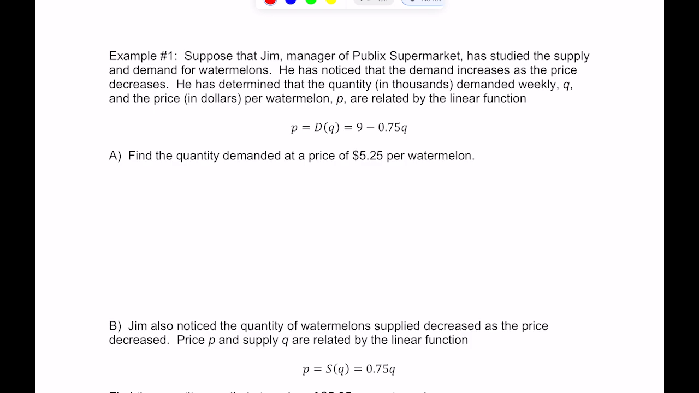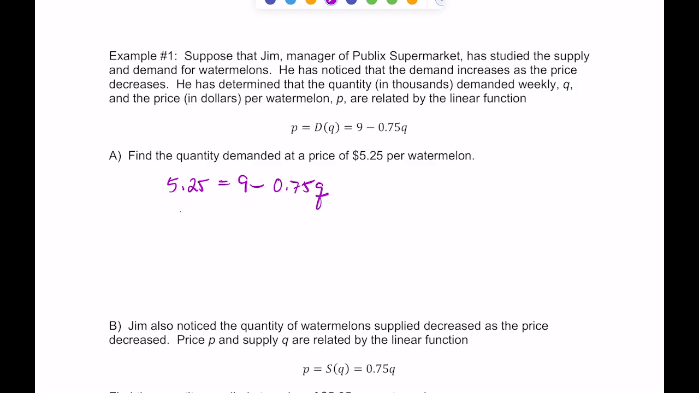So again, I know this is a linear function. It's in the form of f of x equals mx plus b. Find the quantity demanded at a price of $5.25 per watermelon. So here's my price, which is P. I know that's my y. I'm going to substitute 5.25 for P and set that equal to 9 minus 0.75Q. I want to find the quantity demanded, which is Q, so I'm going to solve for Q.